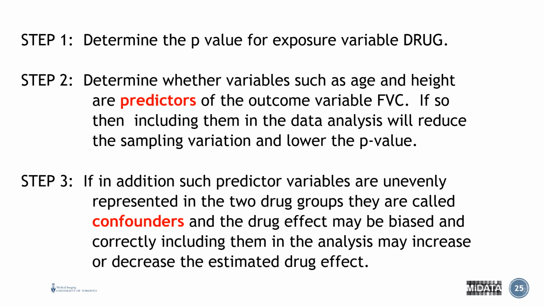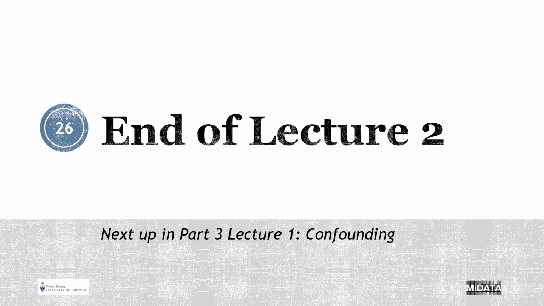Finally, in step 3, if in addition such predictor variables are unevenly represented in the two drug groups, they are called confounders. And the drug effect may be biased, and correctly including them in the analysis may increase or decrease the estimated drug effect. Okay, so that brings us to the end of lecture 2 from part 2. And in part 3, in the first lecture, inevitably, we are going to talk about confounding.